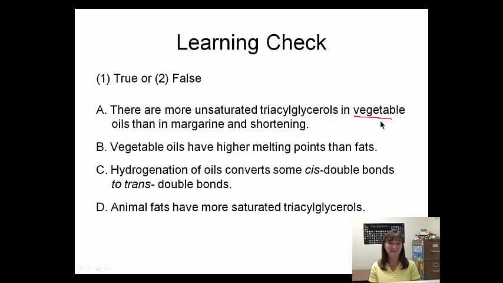So vegetable oil is an oil because it has a higher amount of unsaturated triacylglycerols. B, vegetable oils have a higher melting point. That's going to be false. Vegetable oils have a lower melting point than fats. So we said this one up here is true. Hydrogenation of oils will convert some of the cis bonds into trans bonds. That's true, assuming that you don't completely hydrogenate where everything would go to single bonds. Animal fats have more saturated triacylglycerols. True. So if it's a fat, it's going to be mainly saturated. If it's an oil, it's going to have some unsaturation.